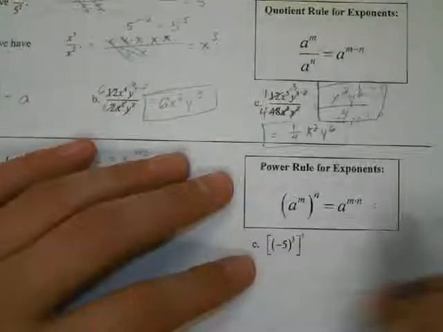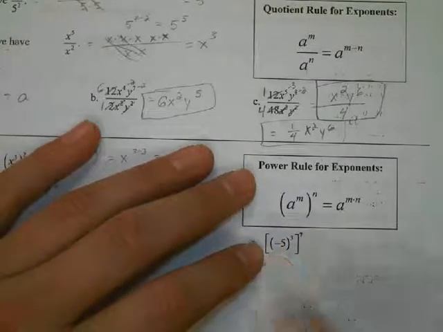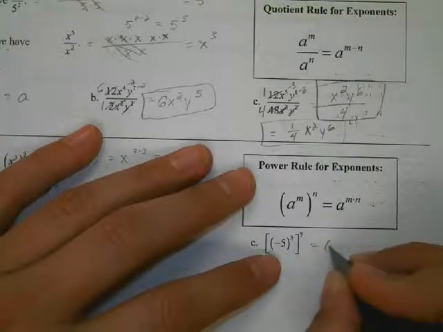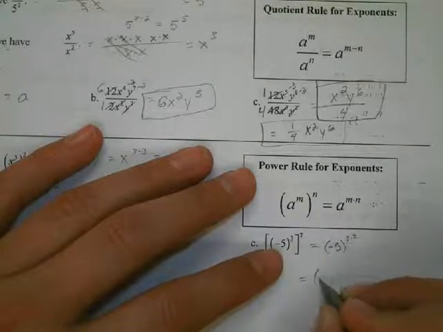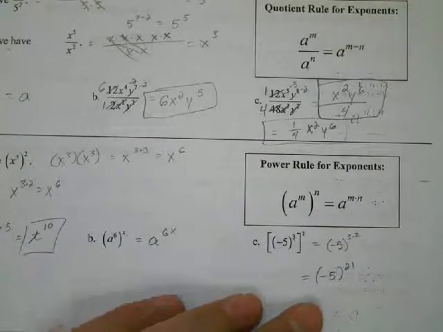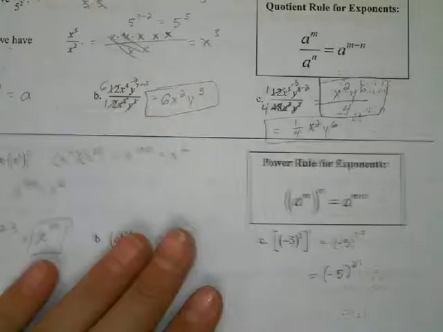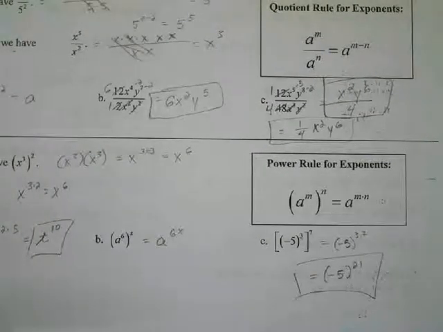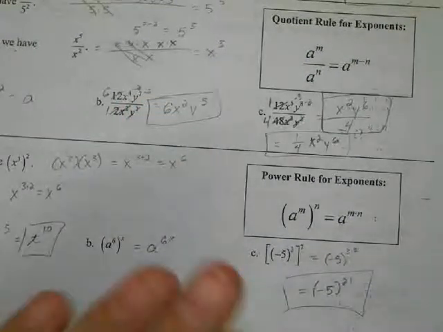Brackets, parentheses, doesn't really matter. We just use brackets because I've already got a set of parentheses on the inside. This means negative 5 to the 3rd raised to the 7. I still have negative 5 inside raised to the 3 times 7, which would be negative 5 to the 21st. Again, if this was a test, you would actually take negative 5 to the 21st and calculate it. I'm not going to make you write that out here because it's a really big number. If it were on a test, we wouldn't give you a number that big, but if you did, you would just toss it in your calculator. So that is the power rule for exponents.